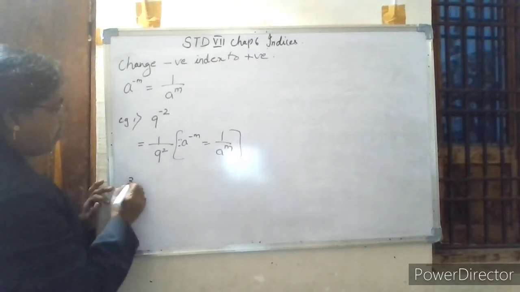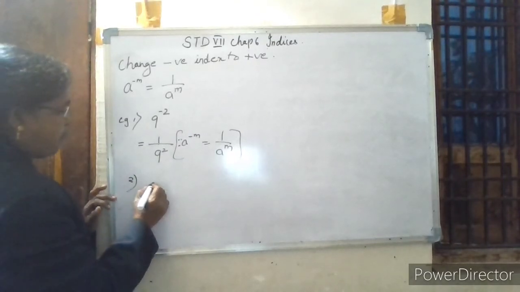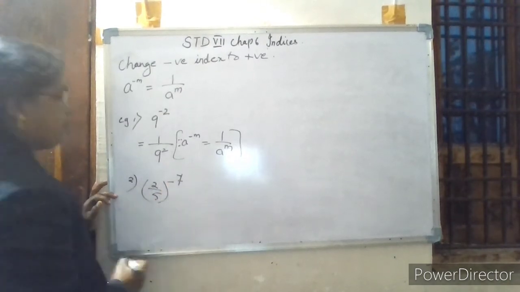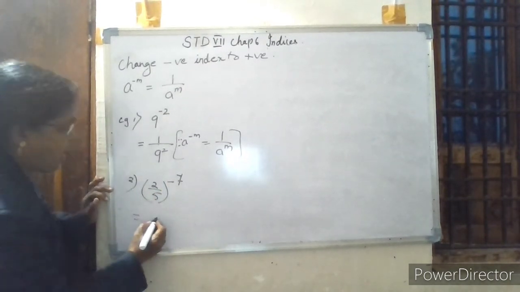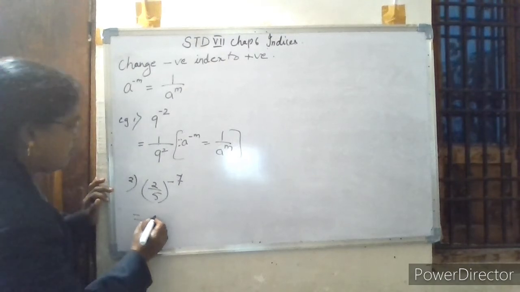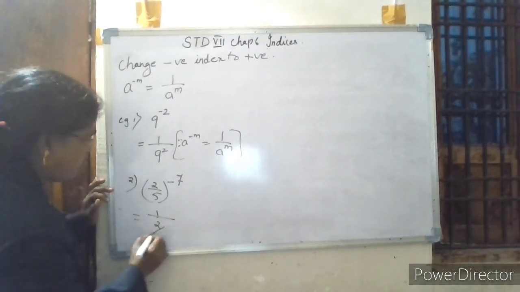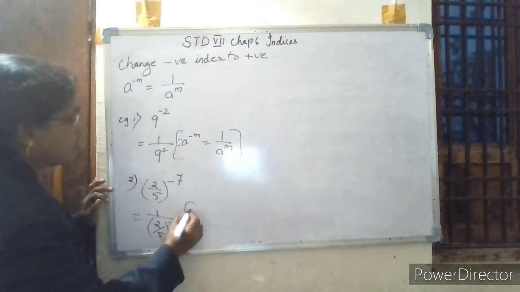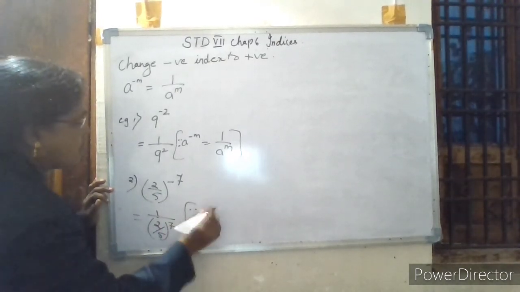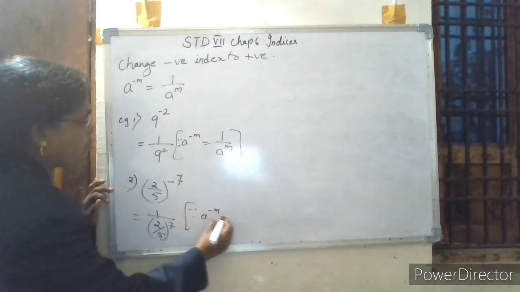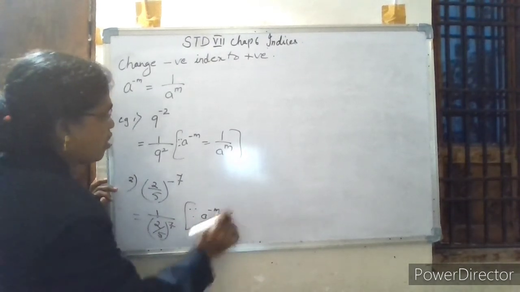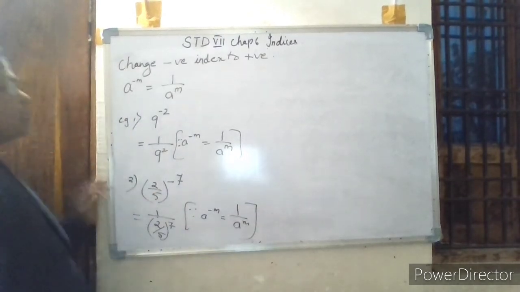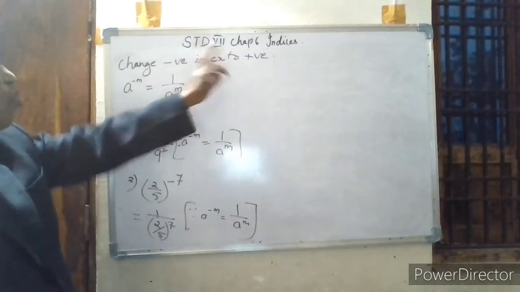Example 2: then this is equal to 1 by 2 by 5, the whole raised to 7, because of the law A raised to minus M is equal to 1 by A raised to M. In this way we change the negative index to positive index.